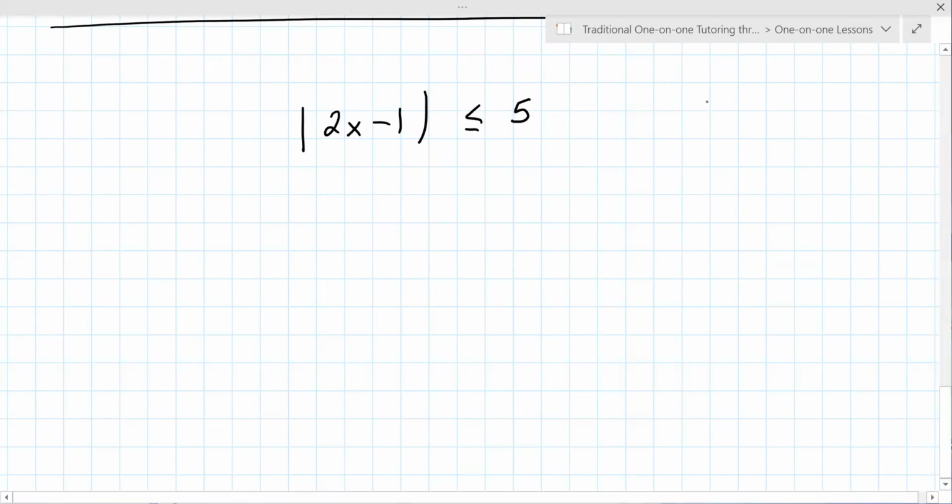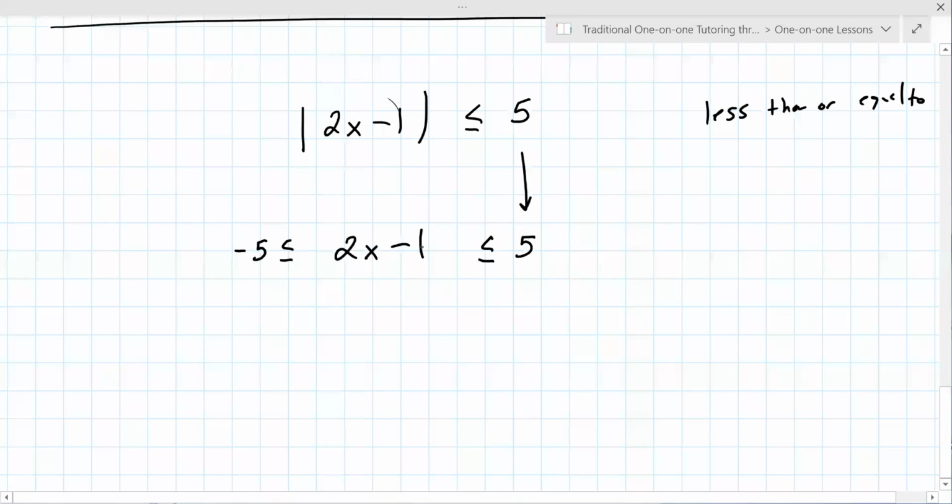So because it's less than or equal to, you do just like we've done in all the other problems. You bring the number down, you put the negative of that number, and then you bring down what was an absolute value in the middle there. Okay, so now what you need to do is what?